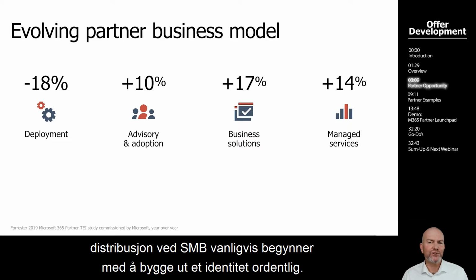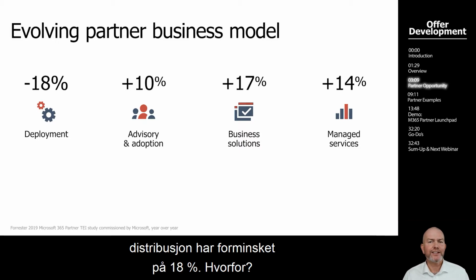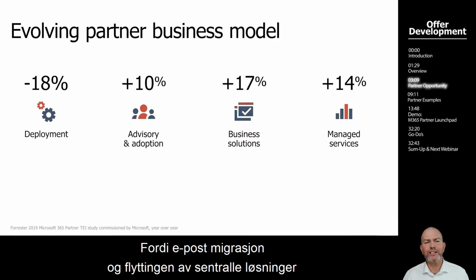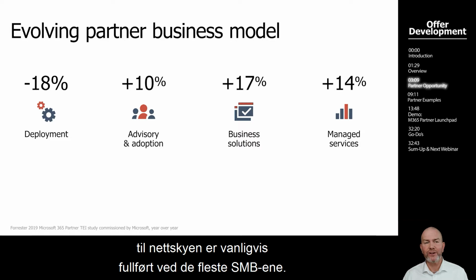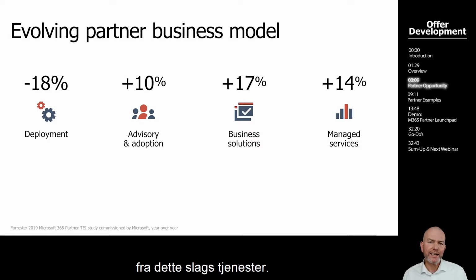First, let's talk about deployment. Deployment at SMBs usually starts with setting up an identity properly. According to a Forrester report from 2019, there is an 18% decrease in deployment. Why? Because email migrations and moving core solutions to the cloud are in general completed at most SMBs. This in turn is resulting in a decrease in revenue potential from these types of services.